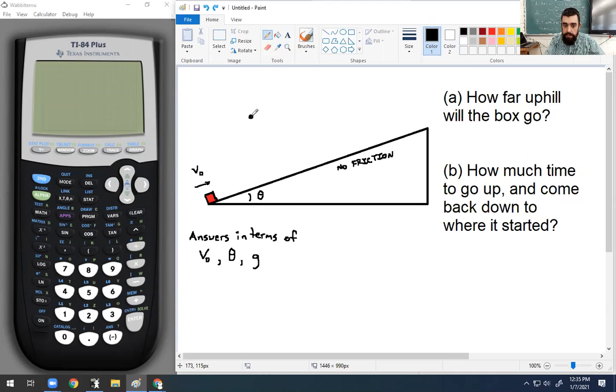Well, if I draw a free body diagram for the box, there's going to be mg pulling down. There's also going to be the normal force, Fn. And we've said that Fn has to balance out with m times g times cosine theta. That leaves the part of mg that's pointing downhill, which will be the net force.